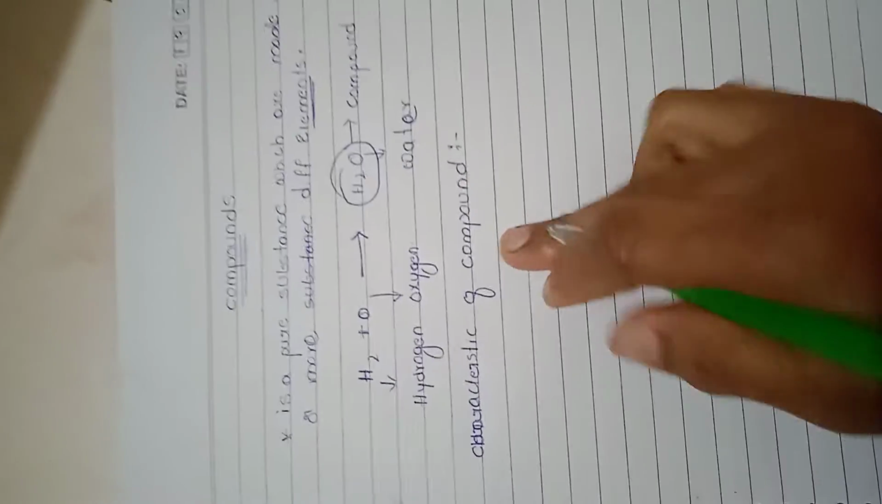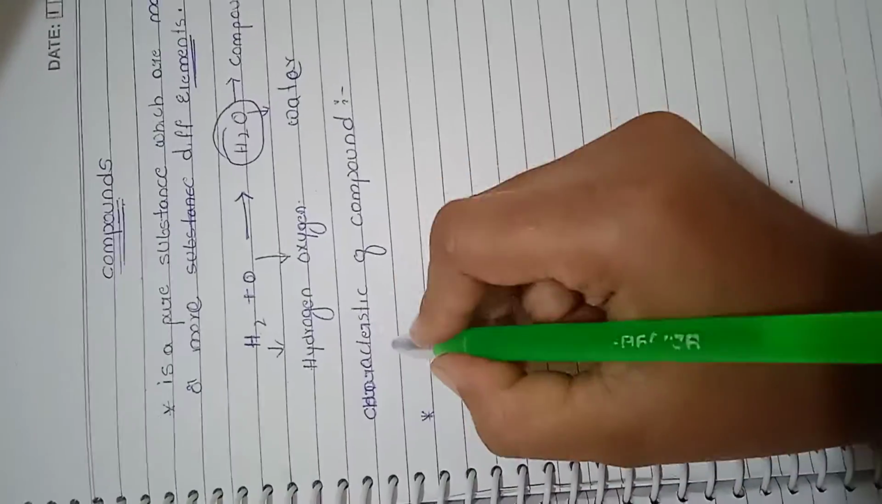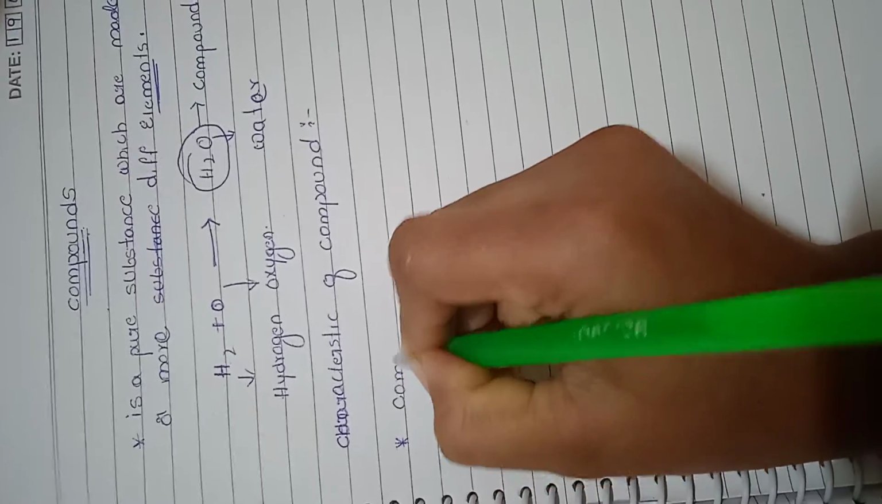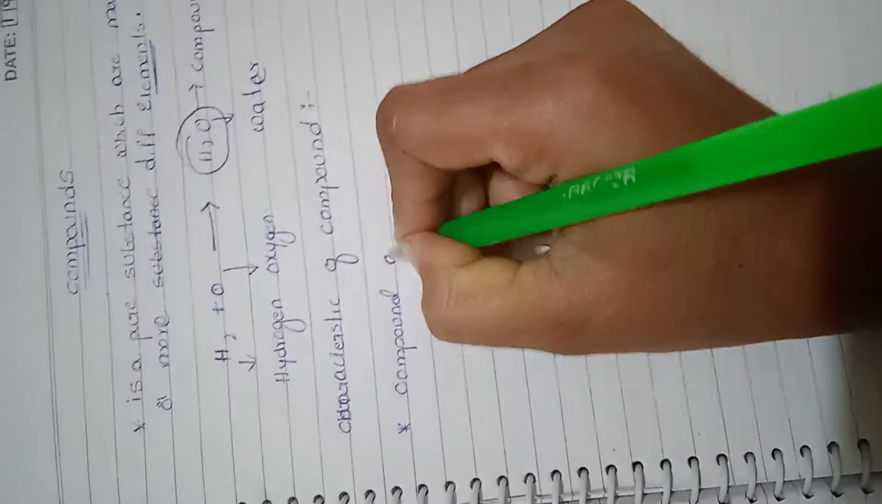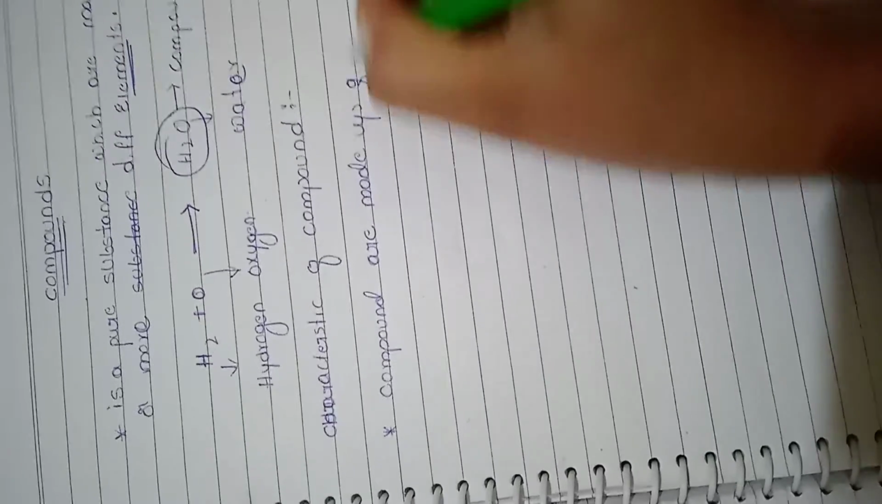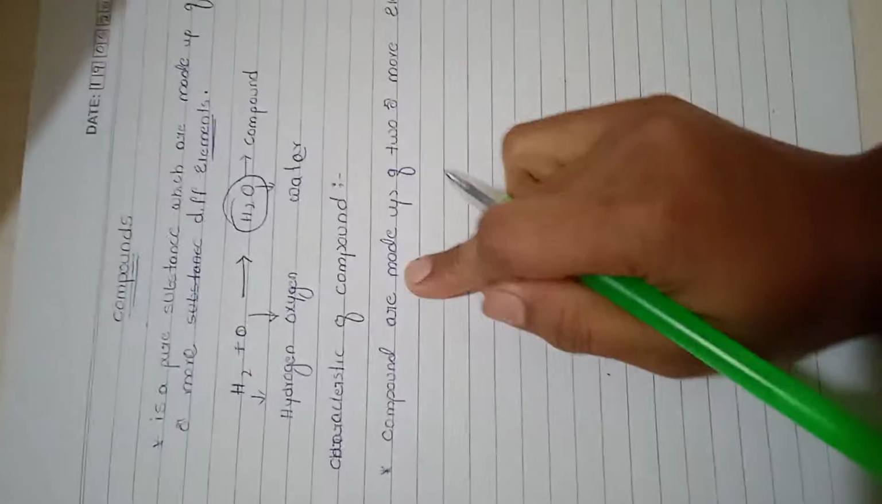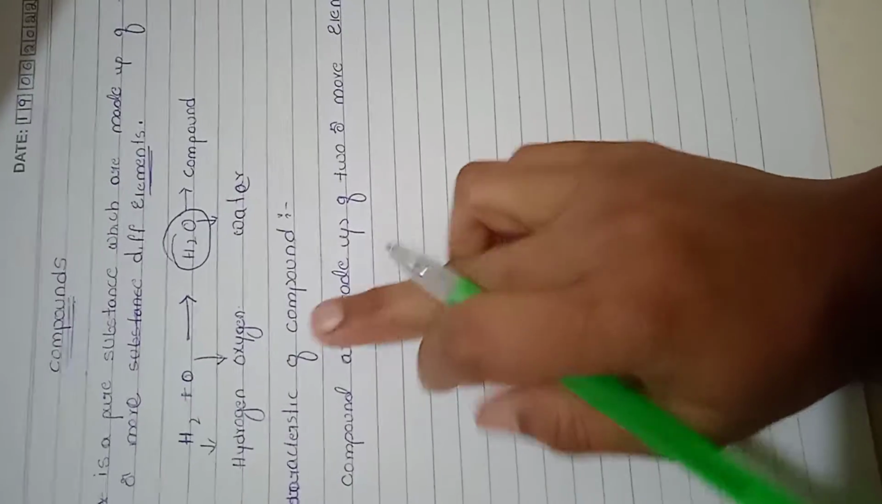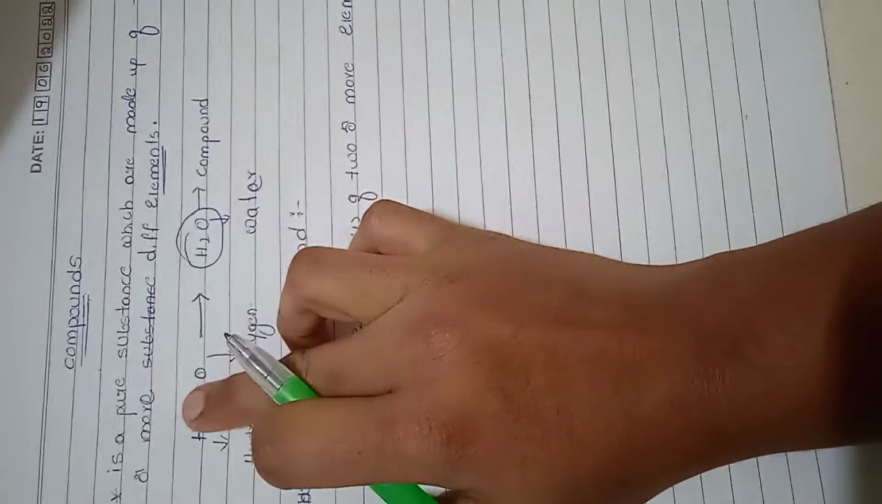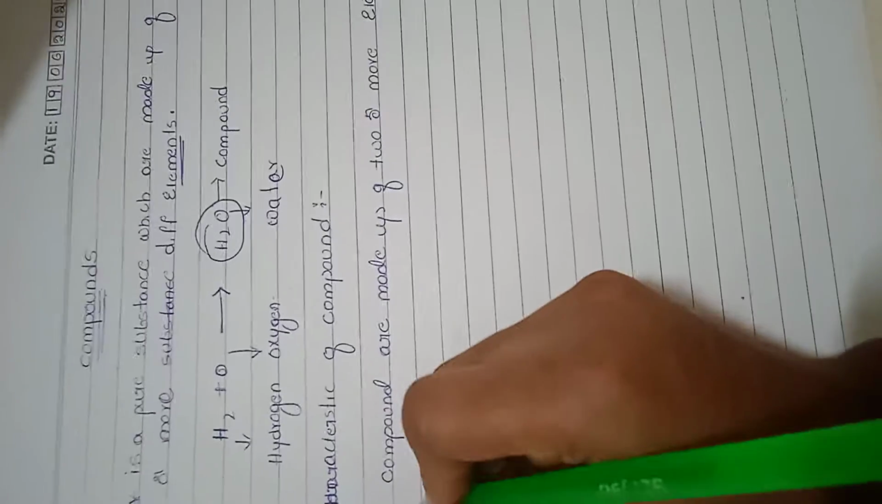Characteristics of a compound. The first characteristic of a compound is that compounds are made up of two or more elements. In the definition we have seen what a compound is. Like that, this is also one characteristic of a compound.